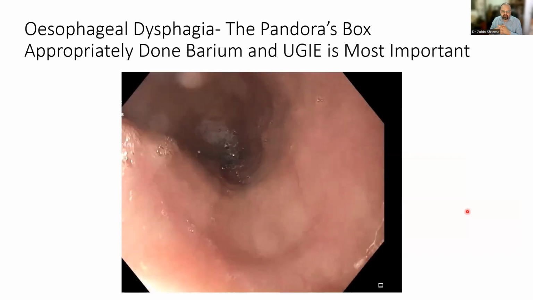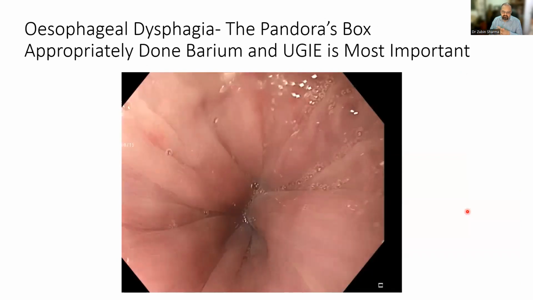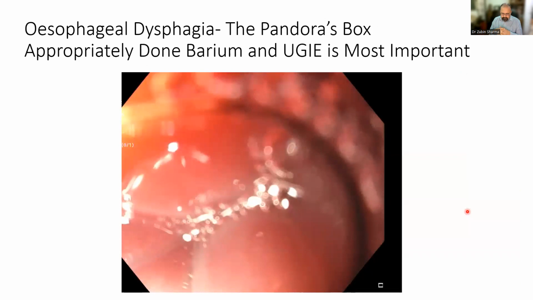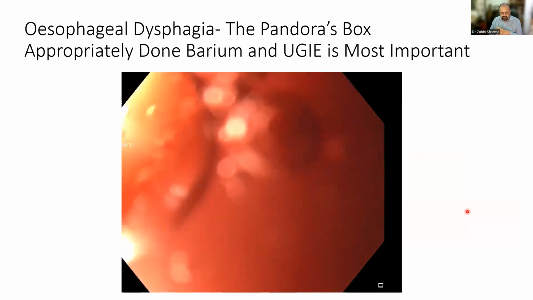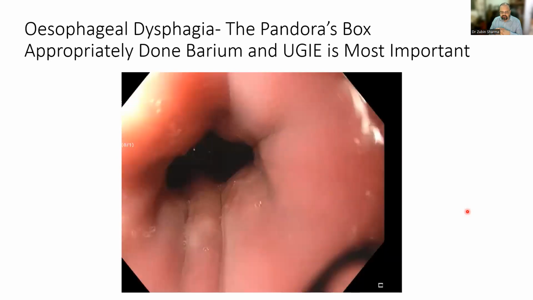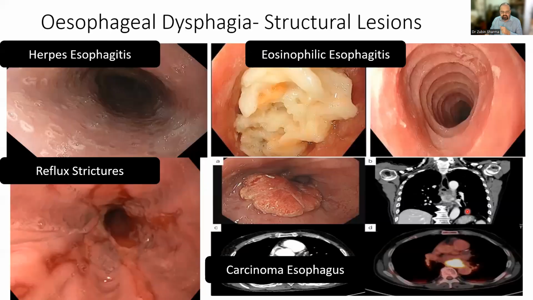Now, endoscopy is definitely a must. This endoscopy shows a case of achalasia cardia where there is a very mild dilatation of the esophagus, but you can see there is some resistance to passage through the LES. So this is of course very important, but it has to be appropriately done.